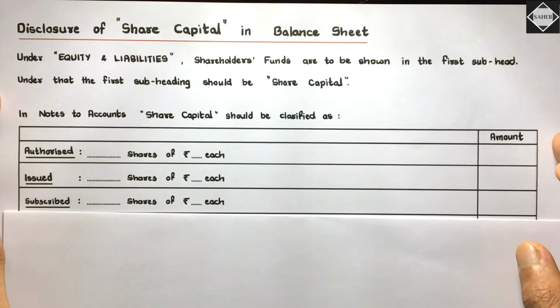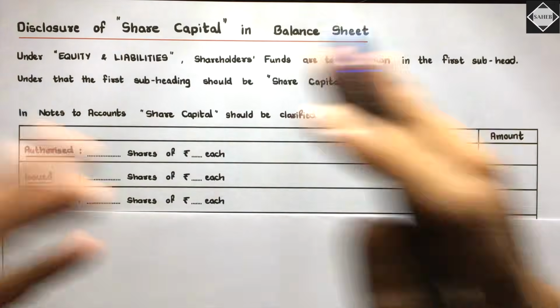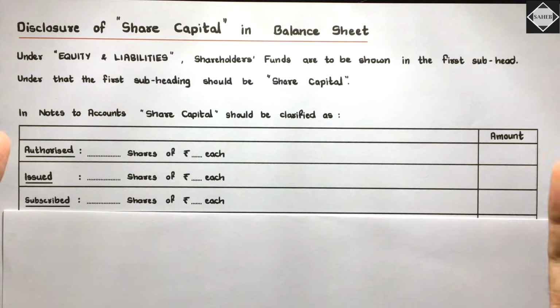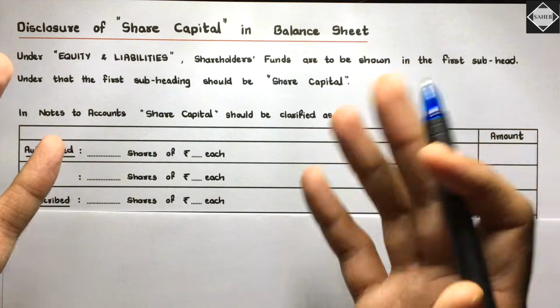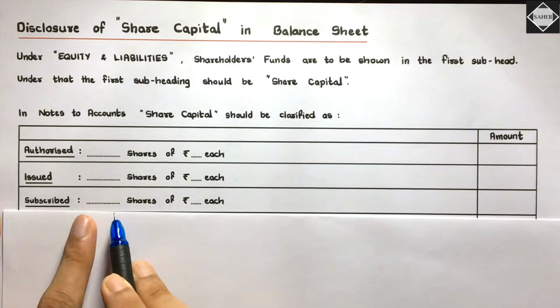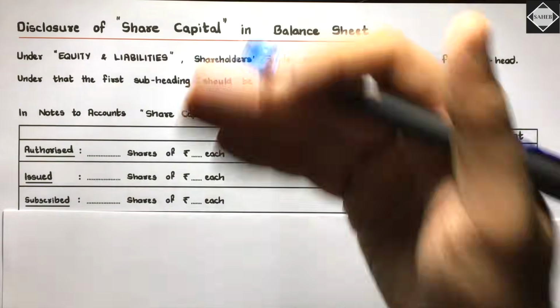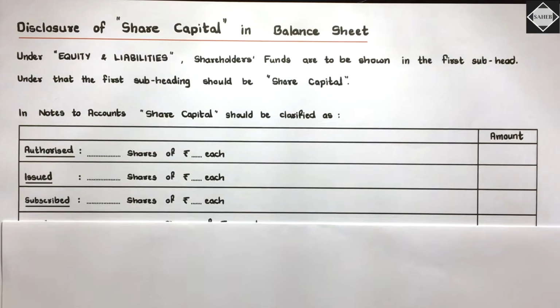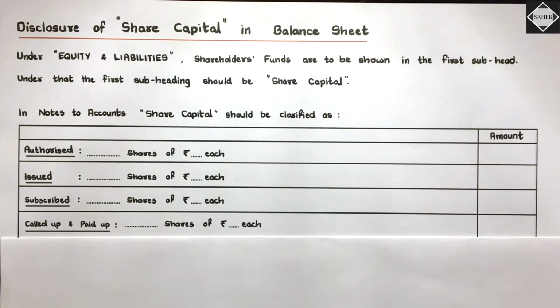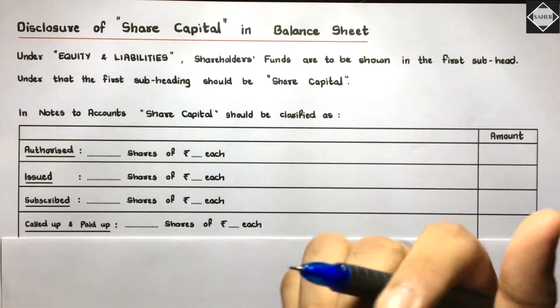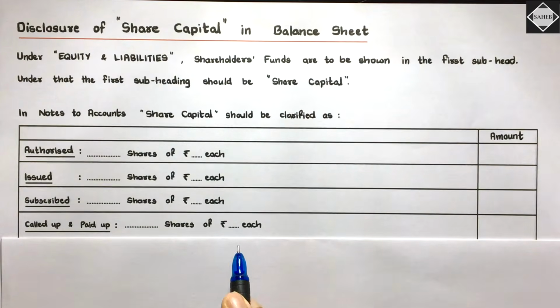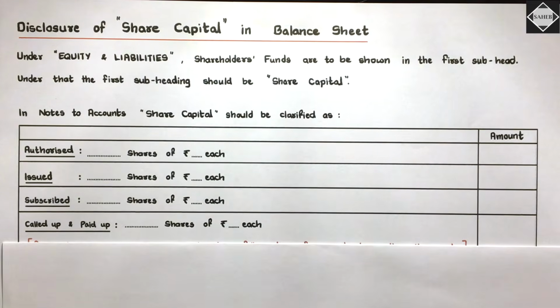Then subscribed also. Sometimes what happens, if you do the IPO, all of that has not been subscribed. Let's just say 95,000 shares are subscribed when you issued 1 lakh shares. So 95,000 shares of 10 each, like that. Sometimes issued and subscribed is same also. Then you have called up and paid up. So all this you have to show. How much company has called up and how much has been paid up, that also you have to present over here. Okay, the same way, number of shares, and then what is the face value of each.